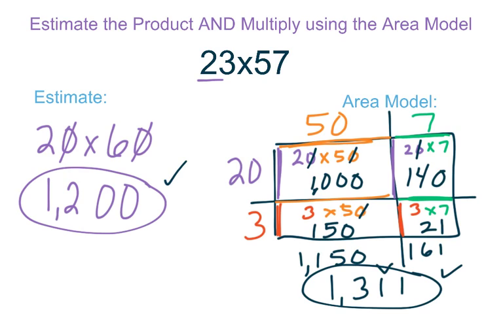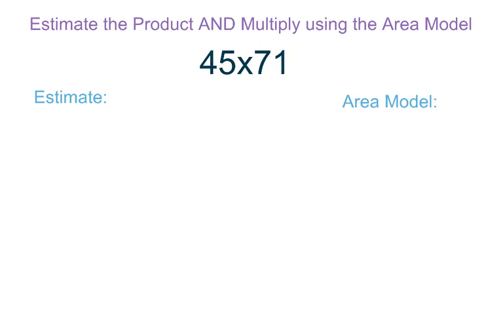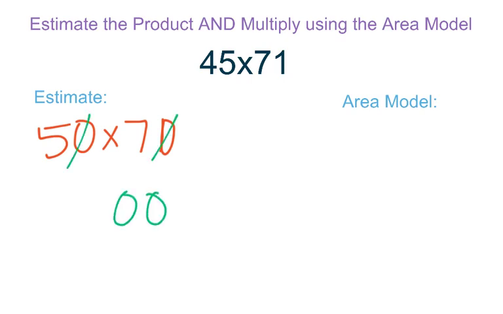Okay, let's take a look at the next problem. Again, I want you to estimate and find your area model. Go ahead and estimate first. If we estimate this, our 45 would round up to 50. It's closer to 50 than it is to 40, and 71 would round down to 70. Now I'm just going to multiply these two pieces, cross out those two zeros, bring them down, and I get 3,500 as my estimate. Now I'm going to multiply and find my actual product using the area model. Go ahead and multiply, find your product using the area model.